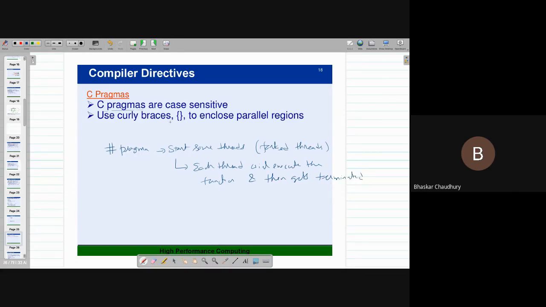It depends on which language you are using. Typically, curly braces are used to enclose parallel regions if you are using C. Okay, this part is clear now.